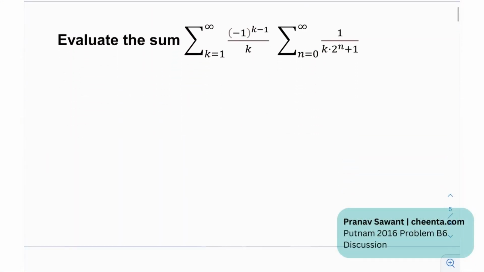Okay, so let's begin. So we need to evaluate this given sum over here. Now, before we maybe jump onto this problem, let's maybe discuss a little bit about what this Taylor series is, right? This Taylor series is something that is worth talking about.